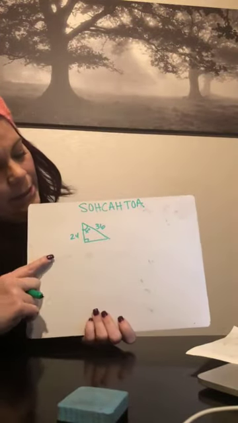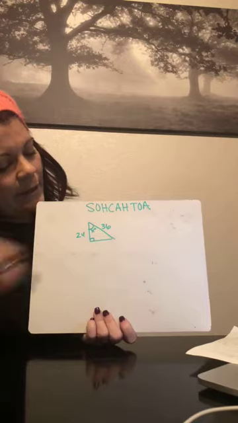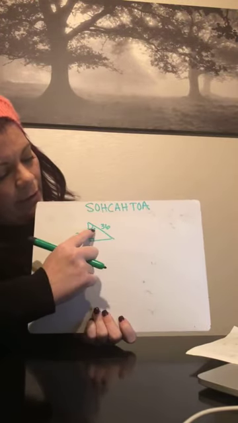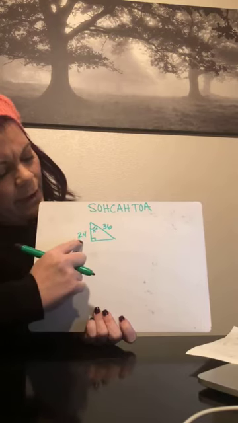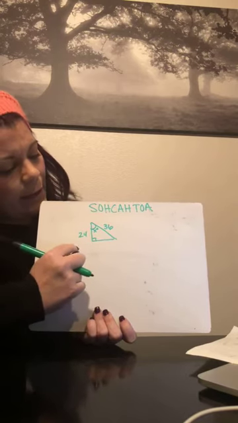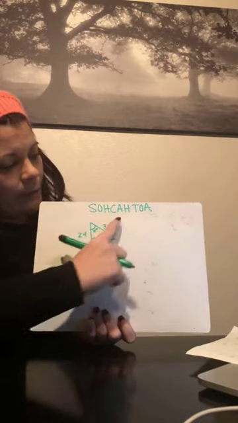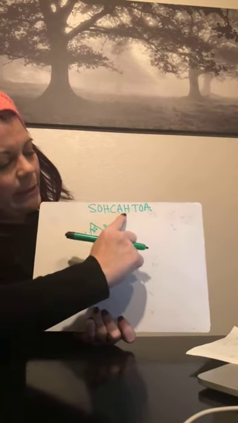Okay, so we want to find this top angle right here. So first of all, we have to identify what we're given. So we're definitely given the hypotenuse because it's across from the right angle. And then we're given the one right by the angle. So that's the adjacent side. So we have hypotenuse and adjacent. So it's going to be cosine because SOH CAH TOA, adjacent and hypotenuse. So we want the cosine of x is equal to the adjacent 24 over the hypotenuse 36.